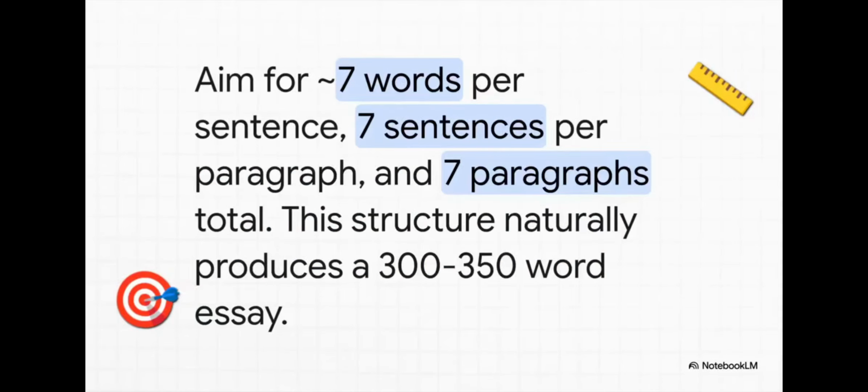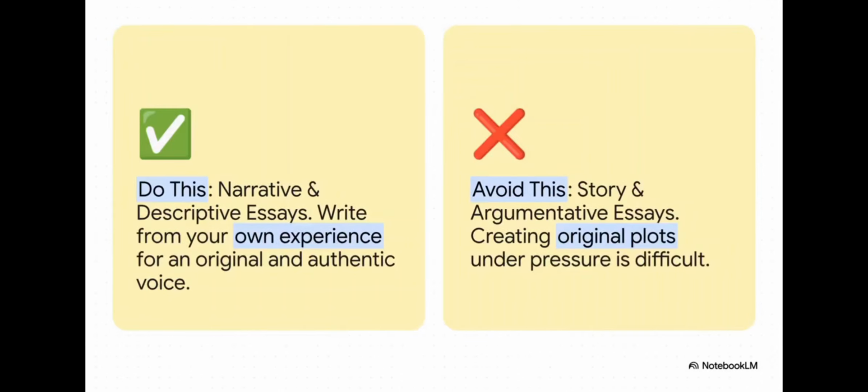So how does this magic work? It's simple. You just aim for about 7 words per sentence, then about 7 sentences per paragraph, and finally about 7 paragraphs in total. Now look, this is not a strict, unbreakable law, okay? It's a guideline, but it naturally pushes you to write concise sentences, focused paragraphs, and an essay that lands right in that target word count. No penalties for you. This is huge.